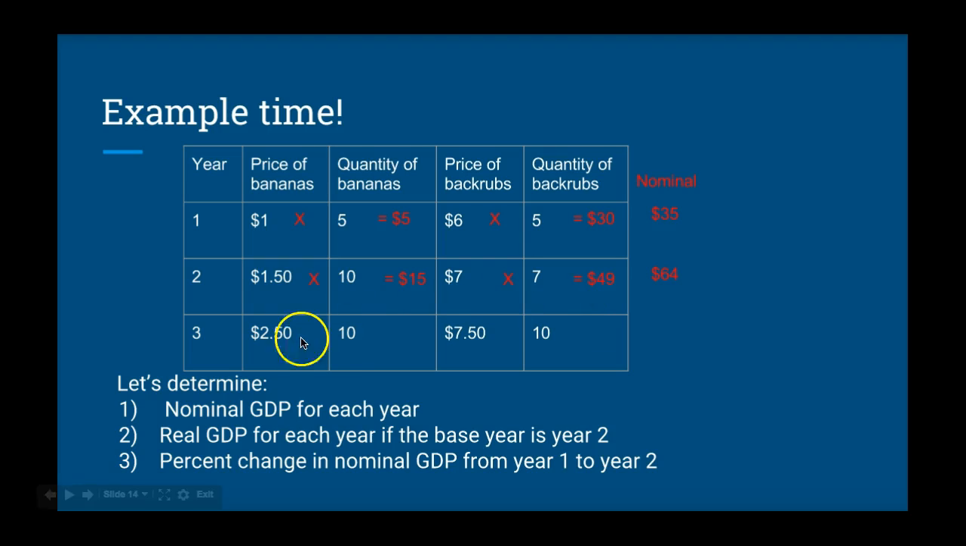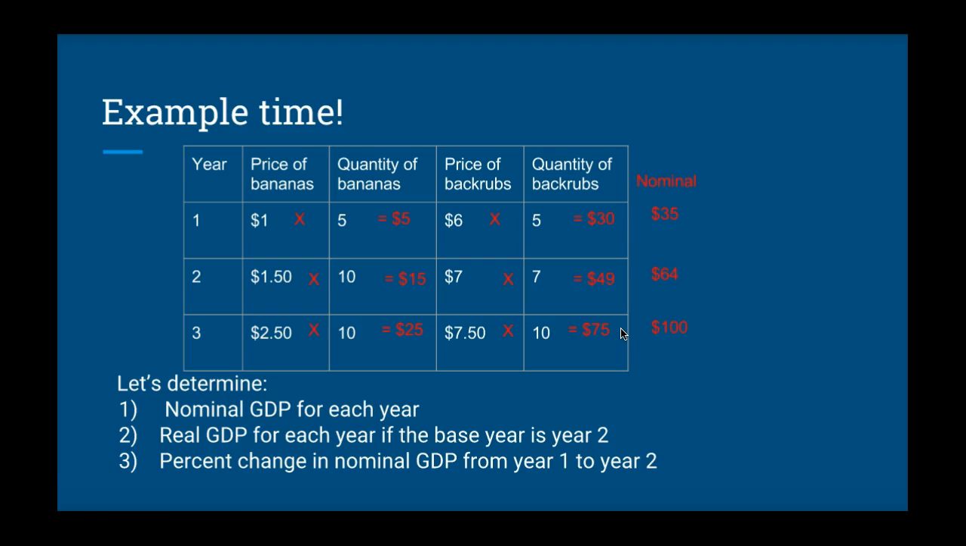For year 3, I'm going to multiply 250 times 10, and that will give me $25 total spent on bananas, and then 750 times 10 will give me a total of $75 spent on back rubs. And then for nominal GDP, I'm going to add 25 to 75 to get a nominal GDP of 100. Okay, so that's nominal GDP.